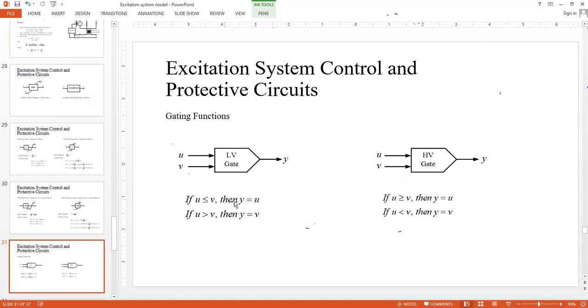So if U is less than V, simply you pass U. So Y is equal to U. If U is greater than V, then you simply pass the lower value V. Okay, and similarly for the high value gate, the opposite is true. If U is greater than V, you pass the higher value, which is U. If U is less than V, then you pass the higher value V in the output. This is the gating function.